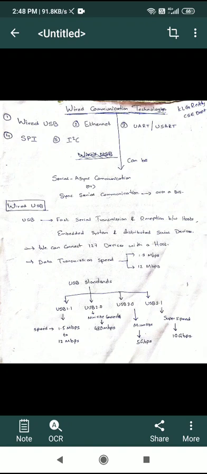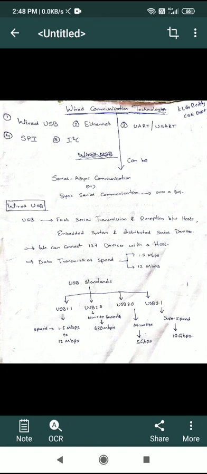Now I want to discuss the topic communication technologies. In this we have two types: wired communication technologies and wireless communication technologies. First we discuss wired communication technologies. Here we have different wired communication technologies.